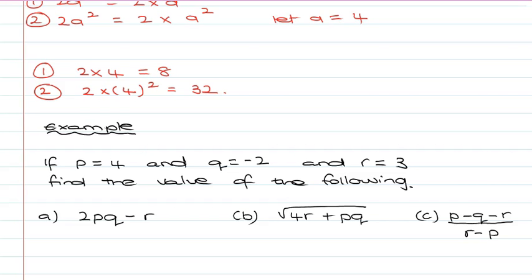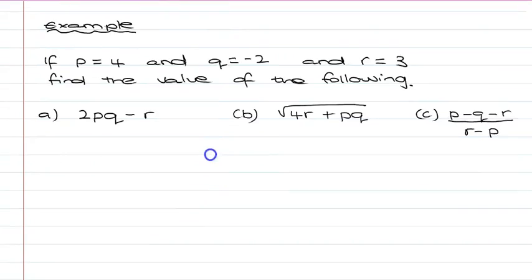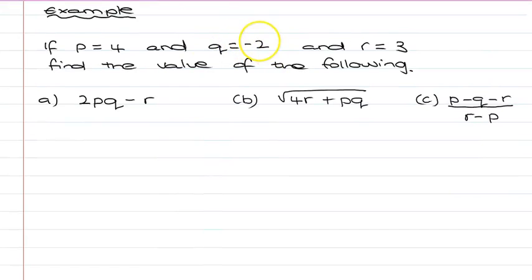Okay, so let's now do a harder example. In this example, we're going to evaluate these expressions when p is 4, q is -2, and r is 3. Just remember, when you're substituting in negative numbers, don't forget to follow the rules.